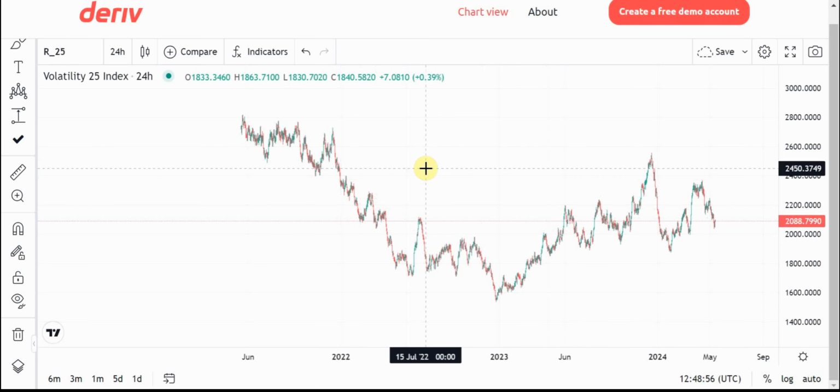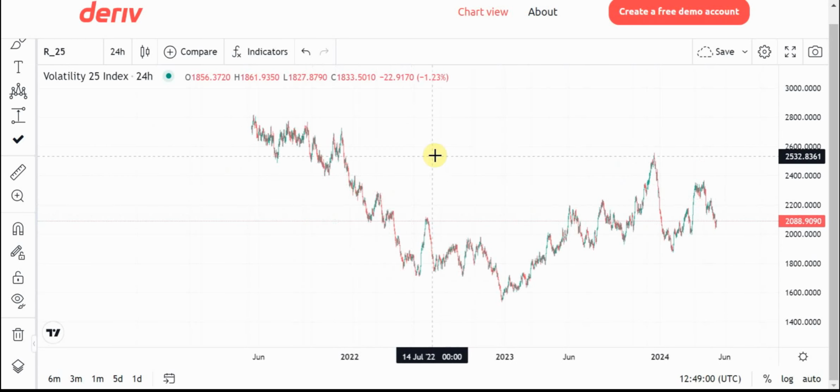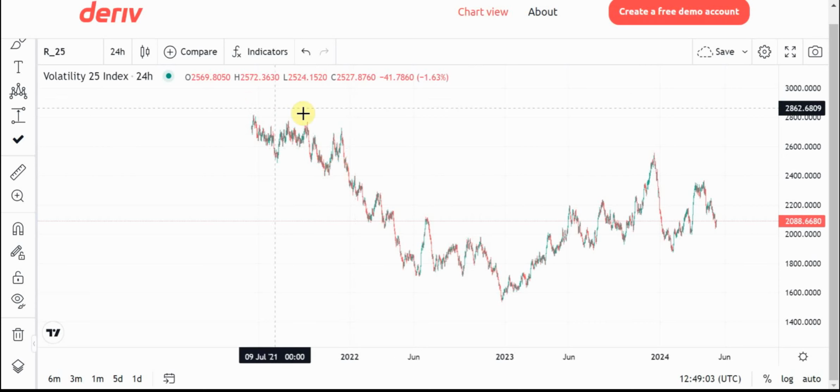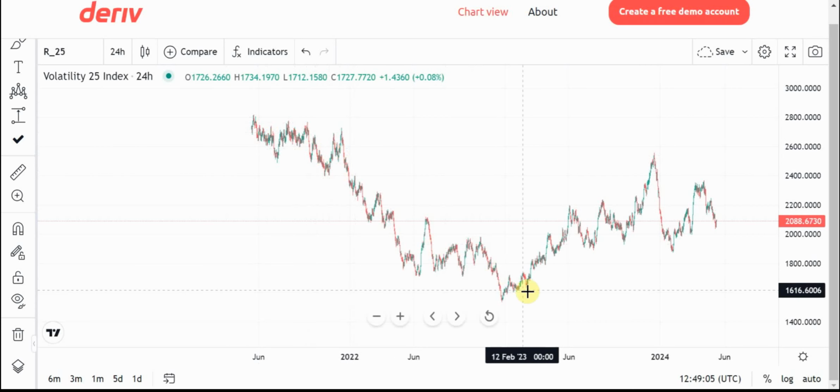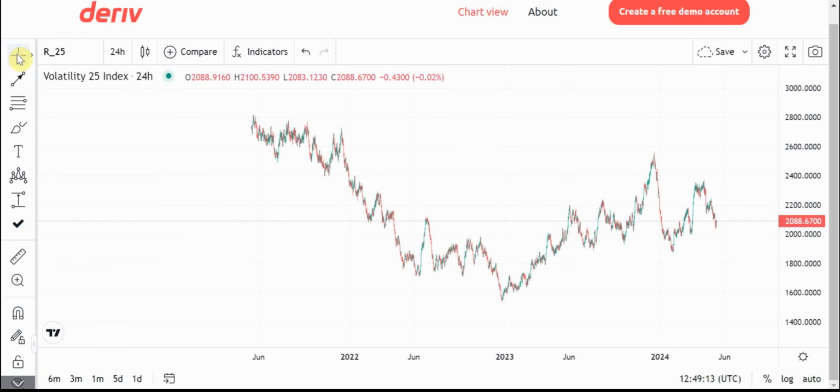So let's show how to draw a trend line. This is the V25 chart. Let's take this place. It's going down. If price is going down, the most important trend line to draw is what? The uptrend line, which is your resistance. Your resistance is the most important line to draw. So I'm going to select my trend line tool here and then draw. This is an important line to draw.